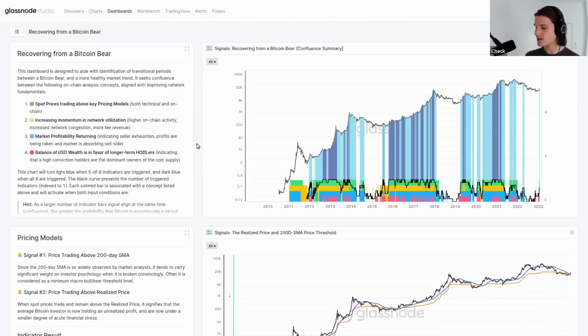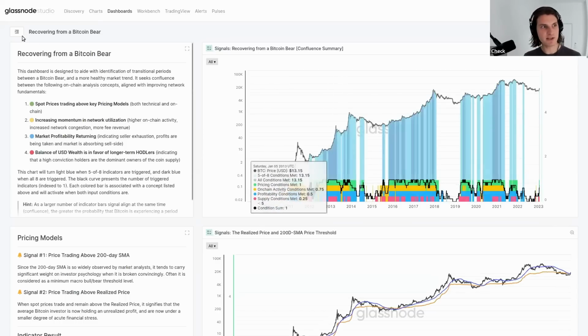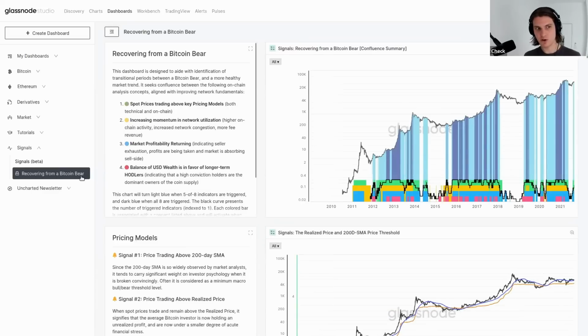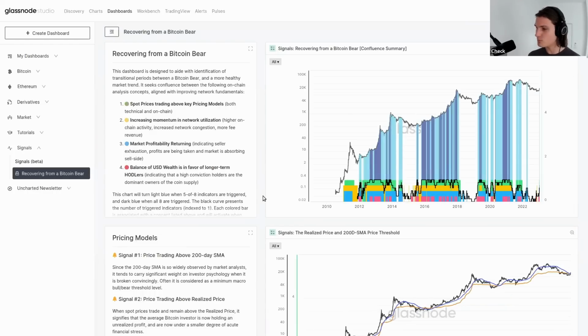So within each of those categories, we've got two of those metrics. And what these colored bars, you'll find this particular dashboard, by the way, in our signals tab, recovering from a Bitcoin bear. Everybody with an advanced plan will get access to this. We are in the process of building out ones for surviving in a bull market, right? Looking for periods of micro overheated and dips and things like that.